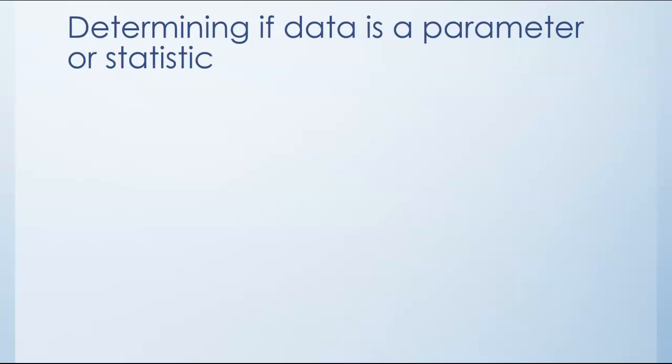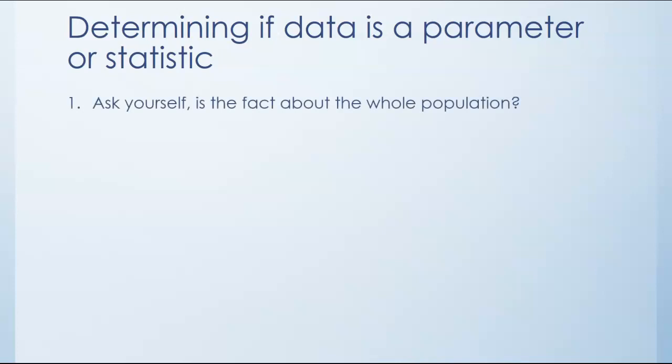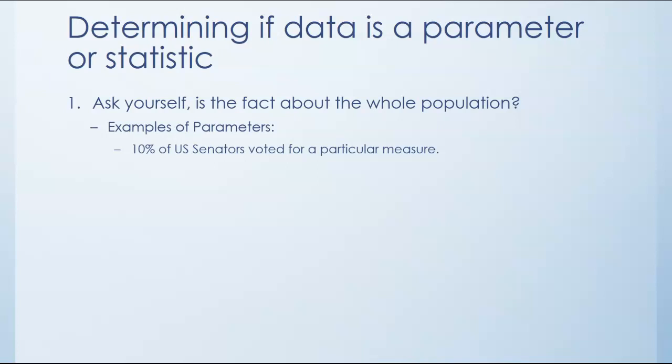So to determine if data is a parameter or a statistic, we want to look at a couple questions. The first one we want to ask ourselves is whether the fact is about the whole population. So are we talking about the entire population or just a portion of it? For example, a parameter could be 10% of U.S. senators voted for a particular measure, because we're not talking about a sample of U.S. senators, we're talking about all the U.S. senators. That is considered a population, which would be a parameter.